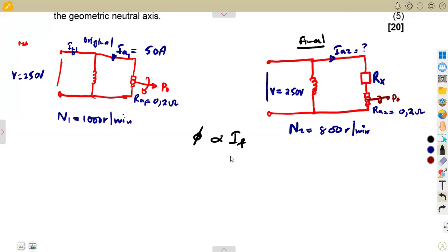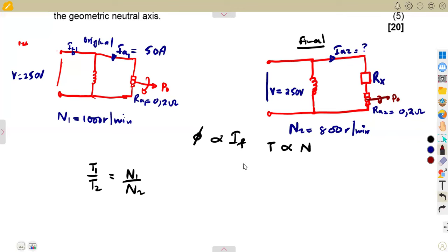But remember that if we assume that the torque is proportional to the speed, it follows that we can have our calculations considered from T1 over T2, which is equal to N1 over N2. In the assumption that the torque is proportional to the speed, we're just going to have this.